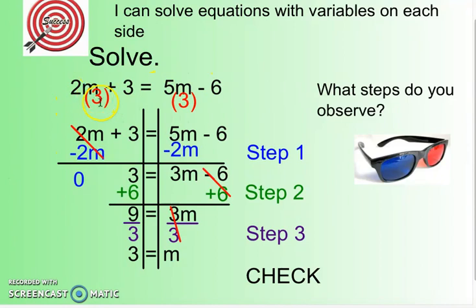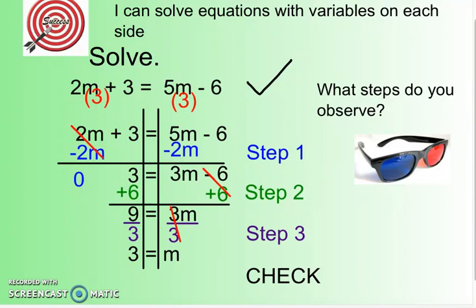So 2 times 3 is 6 plus 3 is 9. And then on the other side, on the right side, 5 times 3 is 15 minus 6. Do we also get 9? Yes. Check. So I know that my answer is correct. In algebra, you should always check your answer because it is one sure way to always be 100% accurate.